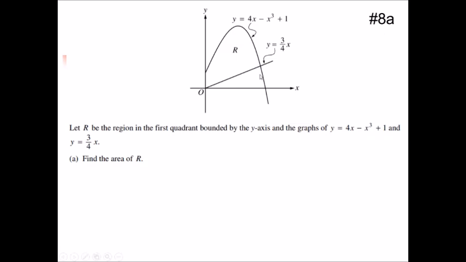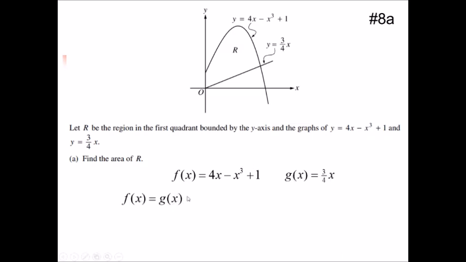So to make my life a little bit easier, I'm actually going to rename these functions. I'm going to call this top function up here f of x. And I'm going to refer to this line here as g of x, so I don't have to keep writing the whole thing out. And now I want to figure out where f of x intersects g of x. So I need to see where those equal each other.